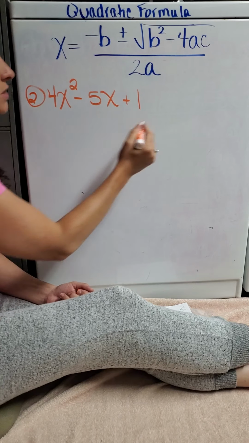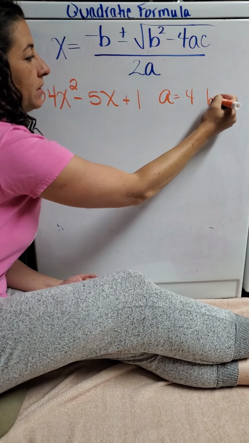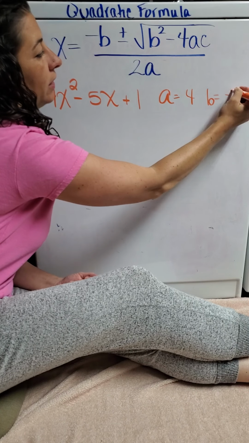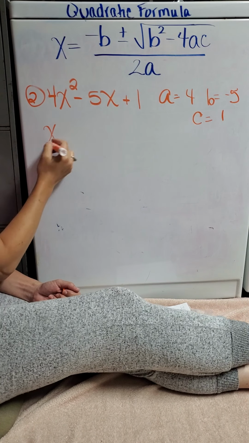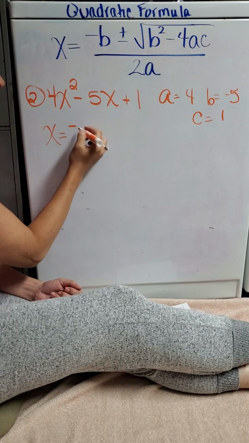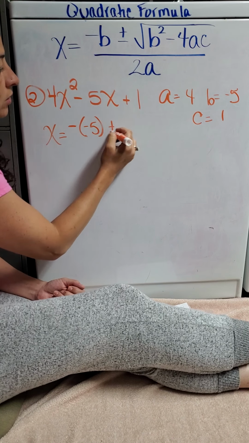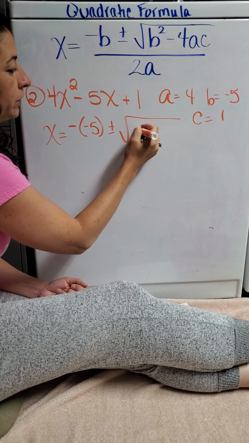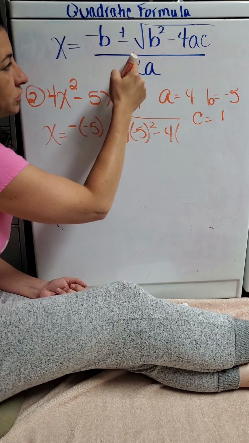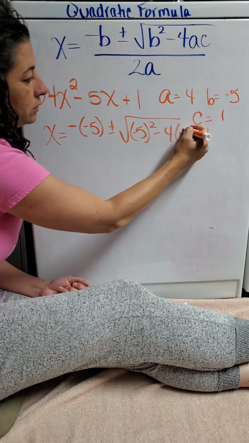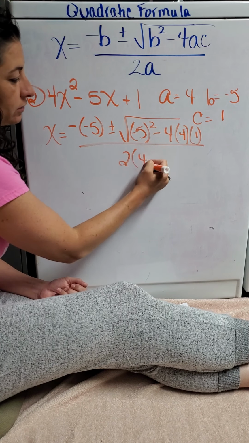So the first thing we need to do is figure out what a is, in this case 4, what b is, negative 5, and what c is, 1. So we can plug it into the formula. x equals negative, instead of b, I'm writing negative 5, plus or minus the square root of b squared minus 4 times your a term, 4, times your c term, 1, all over 2 times that a term, 4.